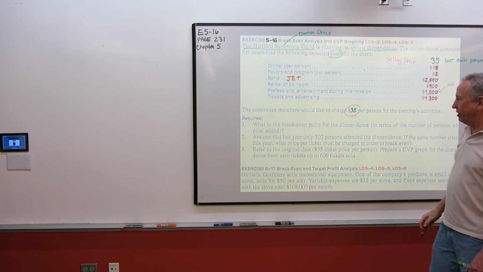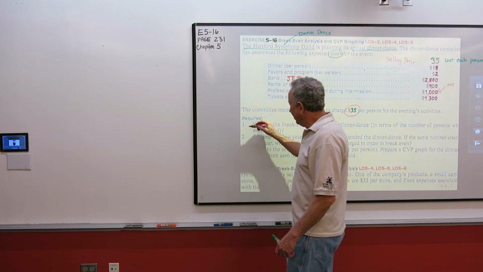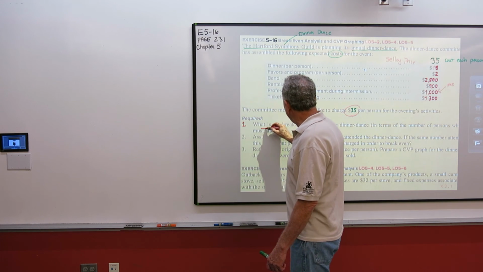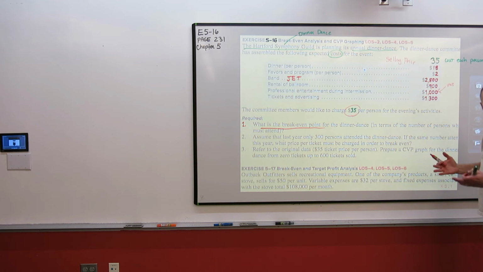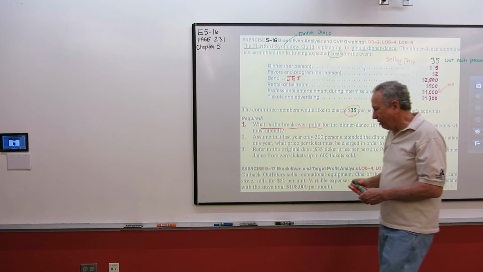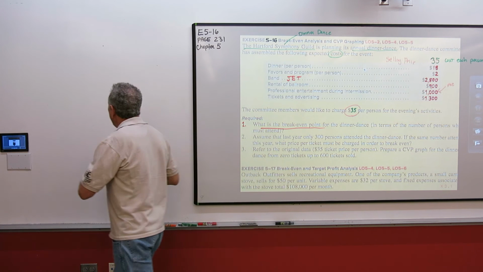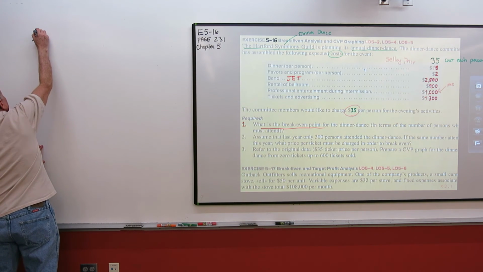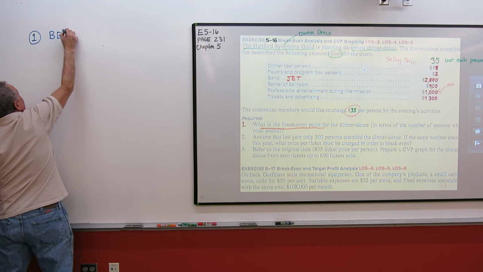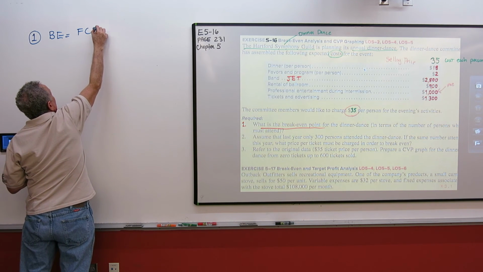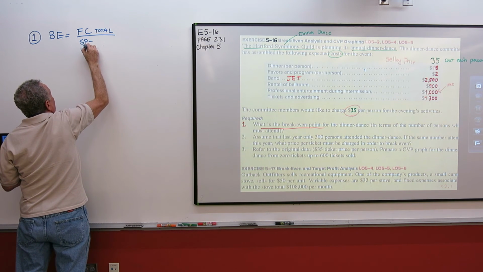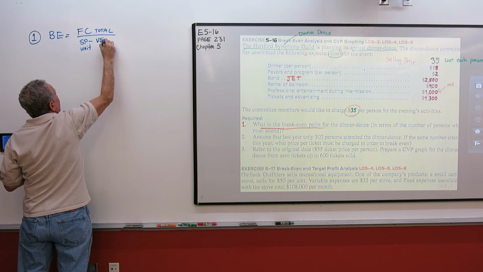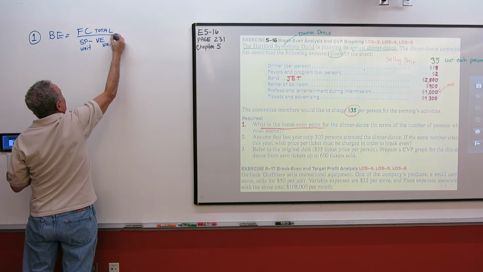All right, the first question that I think all of you might have in mind is, what's the break even? What I mean is, with all this, how many people do we need to come to the dance just to have the dance? No more, just to have the dance. And we can go back and say, well, we know that break even is equal to fixed costs in total divided by the selling price per unit minus the variable expenses per unit, and that will get you break even.